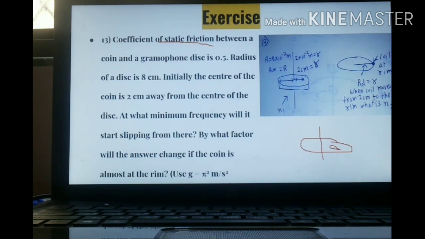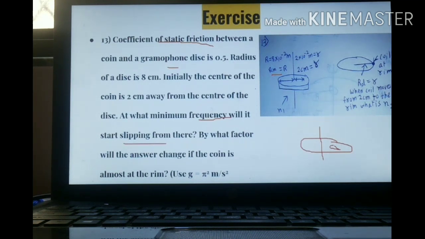Whenever the gramophone disc is rotating, the coin will also rotate. So the coefficient of static friction between the gramophone and the coin is 0.5. The radius of the disc has been given, that is 8 centimeter. So we can convert this 8 centimeter into meter by multiplying by 10 to the power minus 2. What is the minimum frequency with which it will start slipping from there?